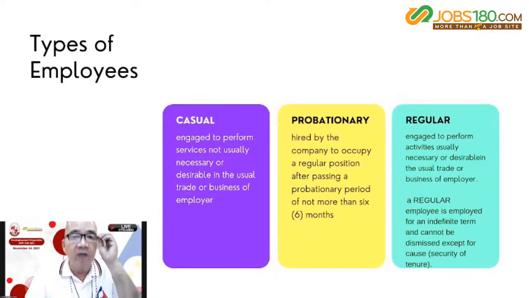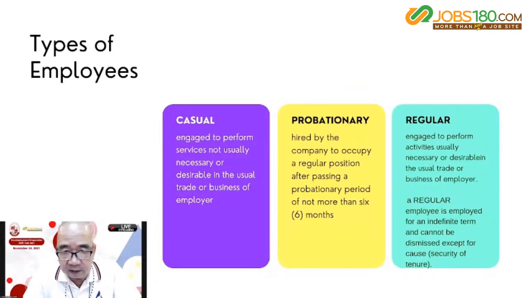Okay, so there are different types of employees. Number one is the casual employee, who performs services not usually necessary or desirable in the usual trade or business of the employer. Somehow they could be on a seasonal basis or a project basis. The probationary employee is hired to acquire a regular position after passing the probationary period of not more than 6 months. Once you meet the standard, when you are 6 months and 1 day, automatically you will be a regular employee. A regular employee is engaged to perform activities usually necessary or desirable in the usual trade or business of the employer. Being a regular employee, you have an indefinite term and cannot be dismissed except for cause, and you have security of tenure.